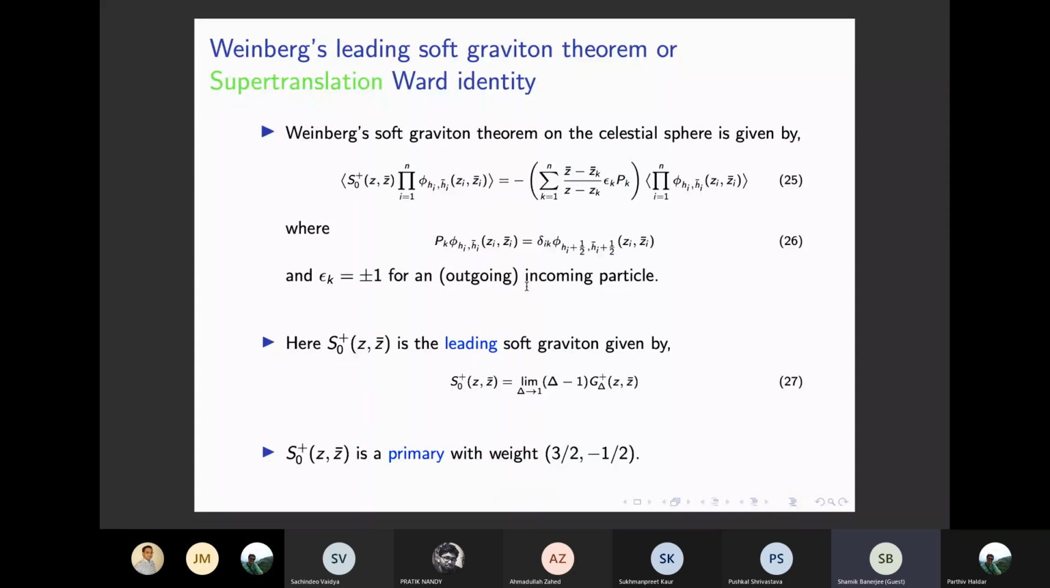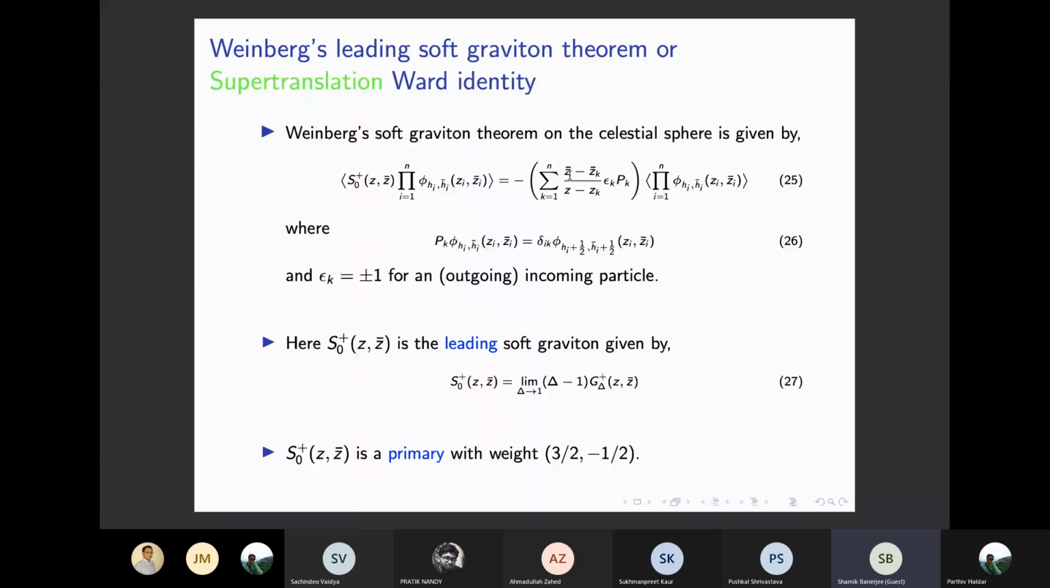So now let's look at the leading soft graviton. The leading soft graviton theorem on the celestial sphere has this particular form where this S plus naught z z bar is the object obtained with delta going to 1, and then you multiply this G plus delta z z bar by delta minus 1, and that gives you this S plus naught z z bar.